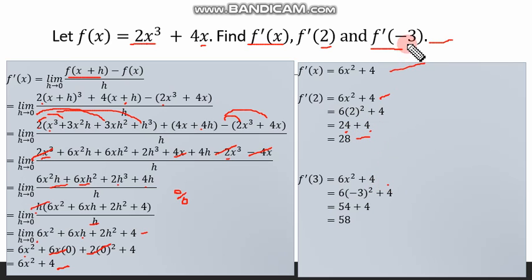And lastly, f prime of negative 3 is 6x squared, so 6 times negative 3 squared, 9 times 6 is 54, plus 4 is equal to 58. So that's the major difference between the first definition and the second definition. The second definition, we could use for all values of x as we get the general expression of the derivative. Unlike with the first definition of the derivative, in which we have to solve every value of x with the same process.